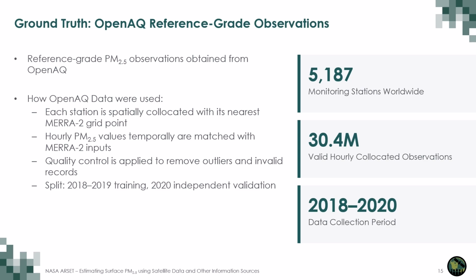After collocation, we apply strict quality control to remove outliers and invalid records, resulting in more than 30 million valid hourly observations. For model development, we used 2018 and 2019 data for training, and reserved the data from 2020 as an independent validation period to assess the performance.